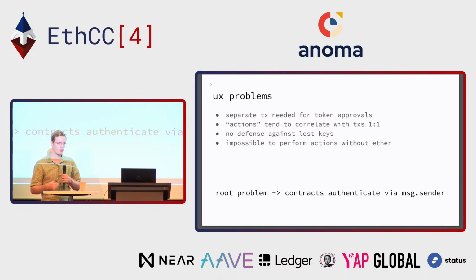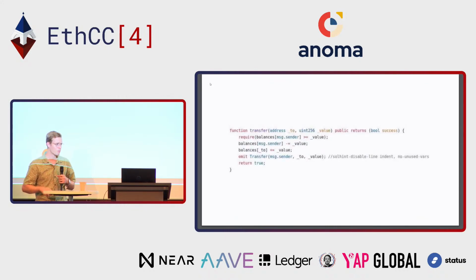We looked at these problems and tried to figure out why they are here and how we can solve them. We found that there's a root problem: contracts tend to authenticate things with this message.sender construct. I took a snippet from the ERC-20 implementation. This is the transfer function. You can see that there are two parameters, a to field and a value field.